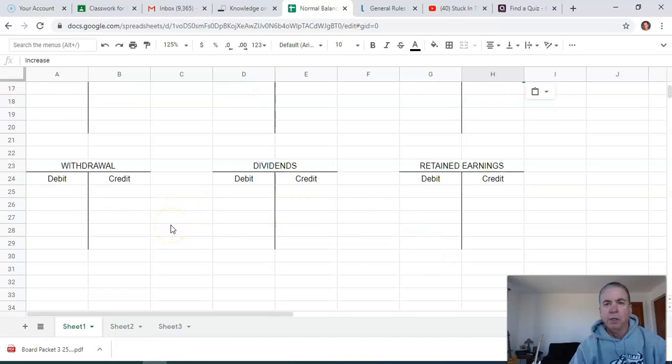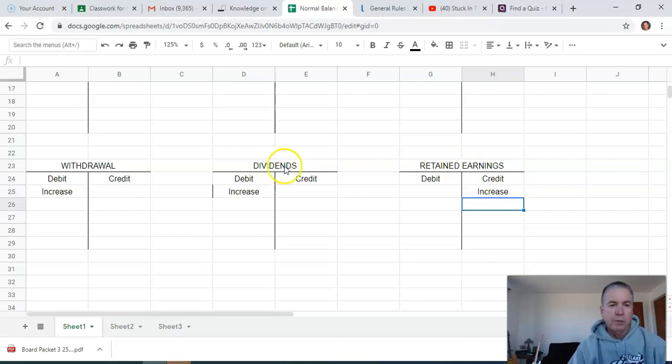Withdrawals account. So this is when an owner withdraws assets out of the business, whether that be cash or equipment. Anytime there is a withdrawal of some assets of the company, that is recorded as a debit. So an increase in the amount that is withdrawn from a company. Paid out dividends increases with a debit. And retained earnings increases with a credit. It's another owner's equity account.